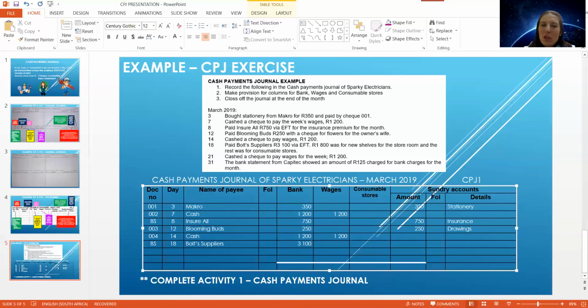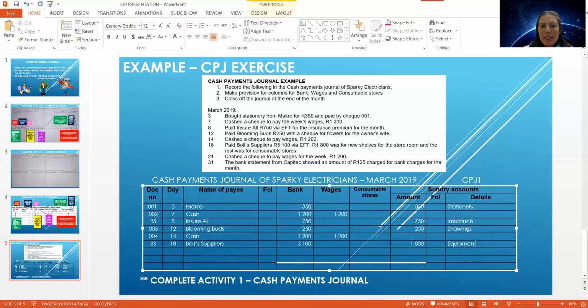Now, what did we pay? We used 1,800 of that 3,100 for new shelves for the storeroom. What do we call shelving in accounting terms? Yes, it's called equipment. Is there a column for equipment in the journal? No. So we go to the sundry accounts and we put it in as 1,800 because that's what we paid for the shelves, and then our details is equipment.